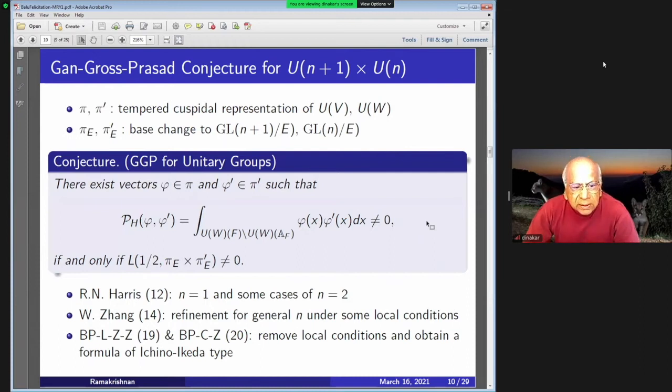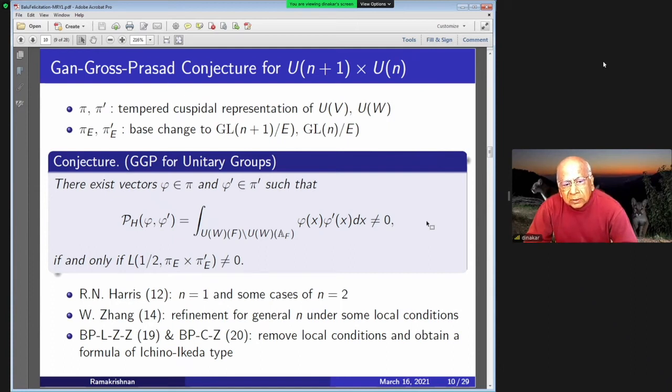So the GGP conjecture says that if you take this period that we just defined, which is the Bessel period, then this Bessel period is non-zero if and only if L(1/2, pi_E cross pi_E prime) is non-zero. In fact, this is what we're going to mean by L(1/2, pi cross pi prime), as I said before. So somehow the L-value being non-zero is equivalent to this period being non-zero. This is a generalization of the work of Waldspurger.